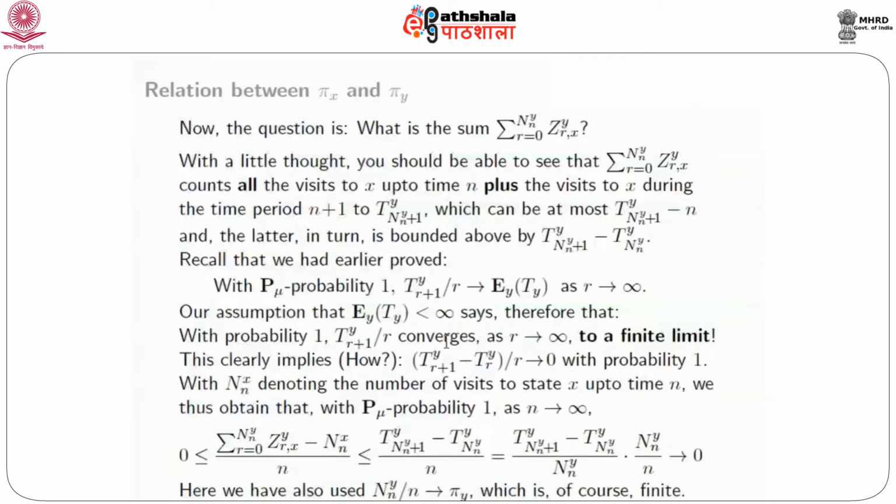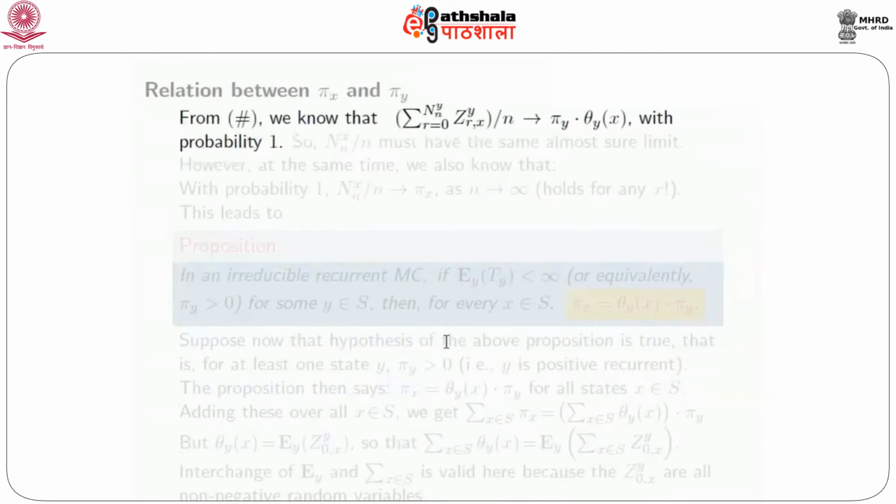And why does this last thing go to 0? That is because the first factor goes to 0 from what you've just now seen, and N_n(y) over n goes to pi y, which is of course a quantity less than or equal to 1. So therefore this goes to 0. So what we have therefore proved is that the difference between our sum and N_n(x), that divided by n, goes to 0. We already know that this sum over n goes to pi y times theta_y(x) with probability 1. So N_n(x) over n must have the same almost sure limit, because the difference between these two goes to 0, as we have seen.